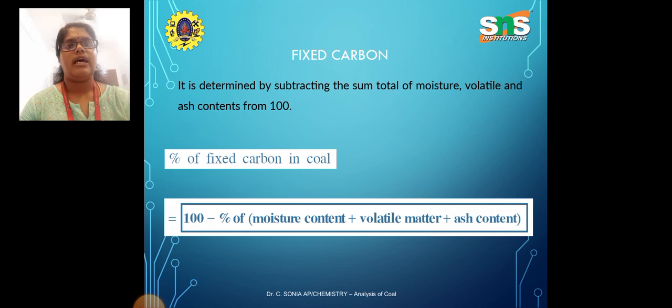Next is the fixed carbon. It is determined by subtracting the sum of moisture content, volatile matter and the ash content from 100. So we have calculated all these things in the previous steps, and we are going to subtract all these from 100. So percentage of the fixed carbon in coal will be equal to 100 minus the percentage of moisture content plus volatile matter and ash content together.